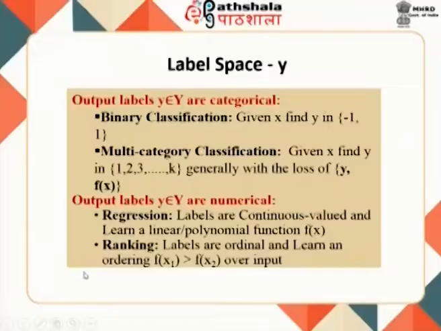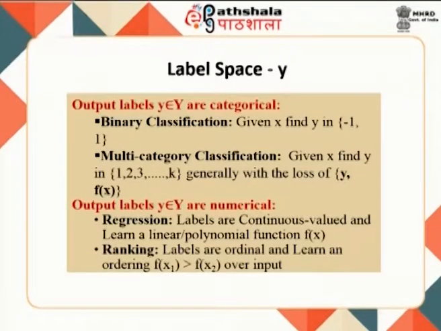Classifying newspaper articles is a typical case of multi-category categorization, where we say sports, business, cinema, and so on. Then the output labels can also be numerical. For example, labels are continuous valued and you have to learn a linear or polynomial function. For categorical we do not do that, but for continuous valued we have to. Examples are rainfall prediction, stock market value prediction, and so on.